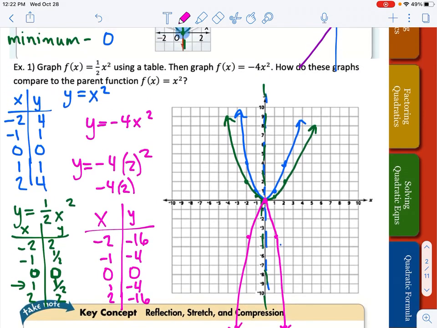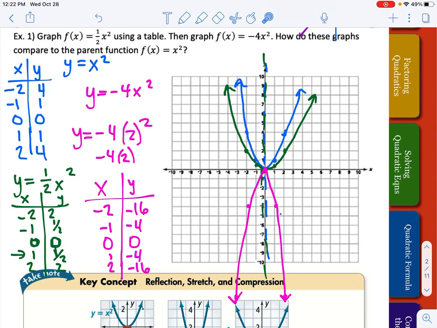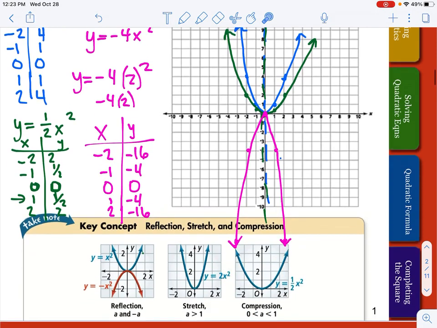Now it does ask, how do these compare to the parent function? Well, I would say the vertex stays the same. That does not change. But the graph with 1/2 times x squared gets compressed. It gets squished down towards the x-axis. So it's compressed a little bit, while the one that is -4x squared flips over the x-axis, becomes negative, a sad face, and then it gets stretched, pulled up and narrower.